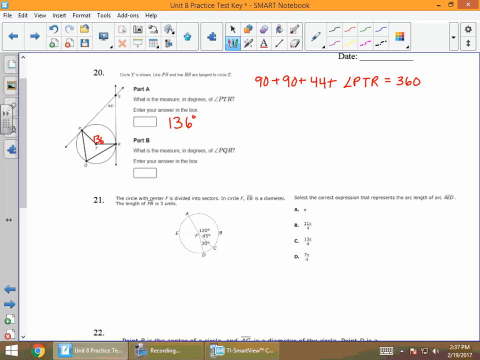Now, 136, that's a central angle, so that means arc PR is also 136 degrees. And now it wants us to find the measure of angle PQR. PQR down here. That is an inscribed angle. And an inscribed angle is half of the arc that it intercepts. So this is going to be 1/2 of the 136. And half of 136 is 68 degrees.